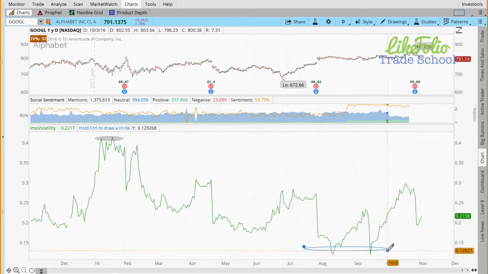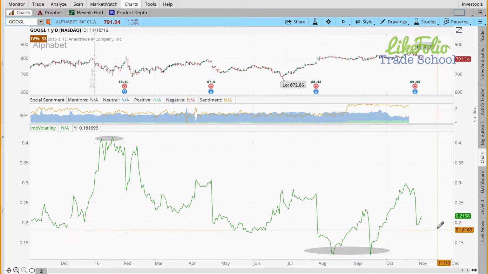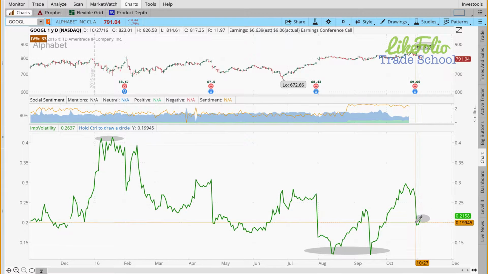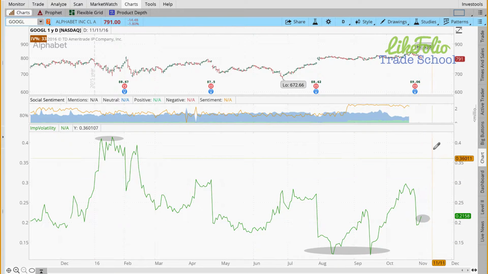Uh-oh. My oval tool's jacking up on me. There we go. So we're right around 21% currently. Definitely closer to the lower end of the range than we are to the high end of the range. So I would prefer to buy premium here versus sell premium.